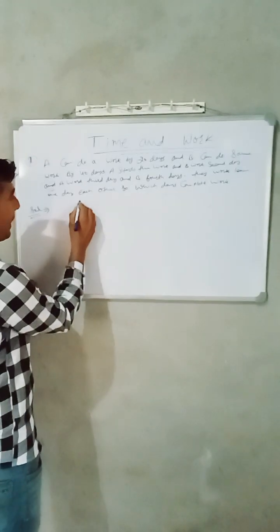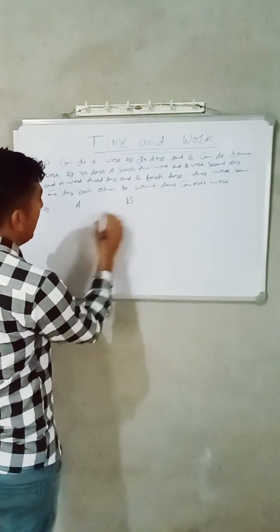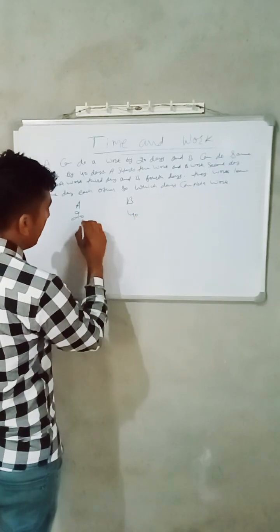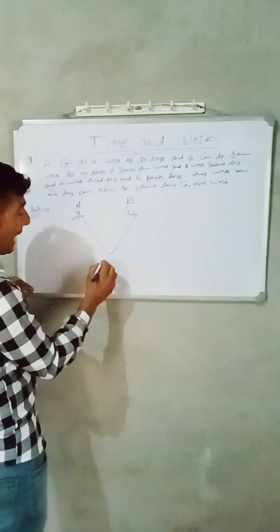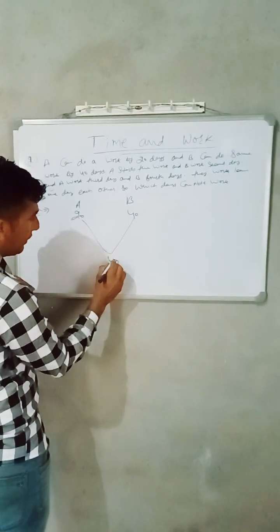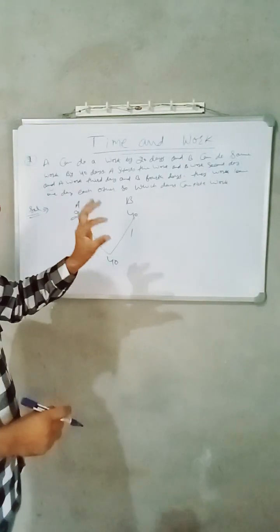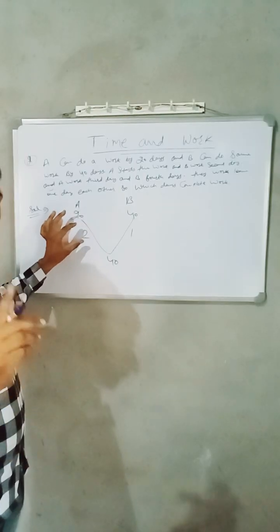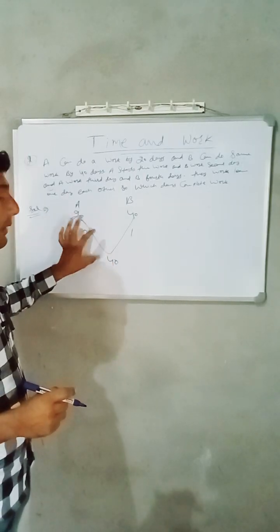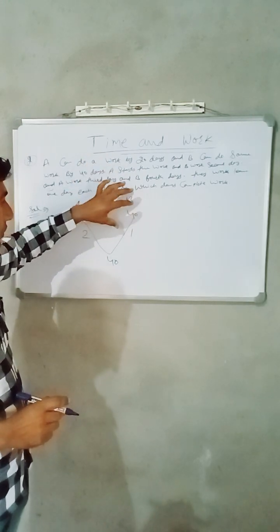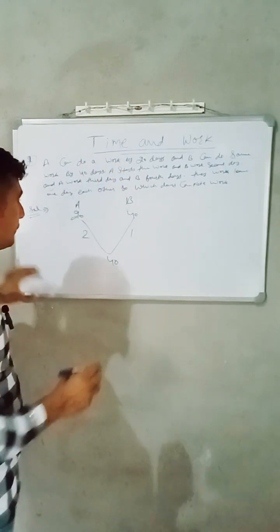Now first, A 20 days, B 40 days. We take the LCM, 40. 40 divided by 20 is 2. A does 2 parts in 1 day, so total work is done in 20 days. B does 1 part in 1 day, so 40 days to complete the work.